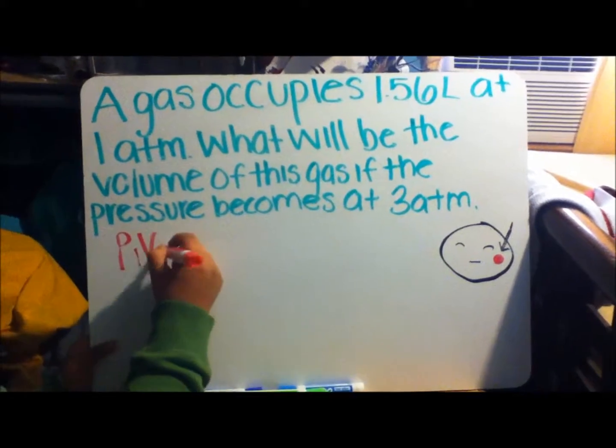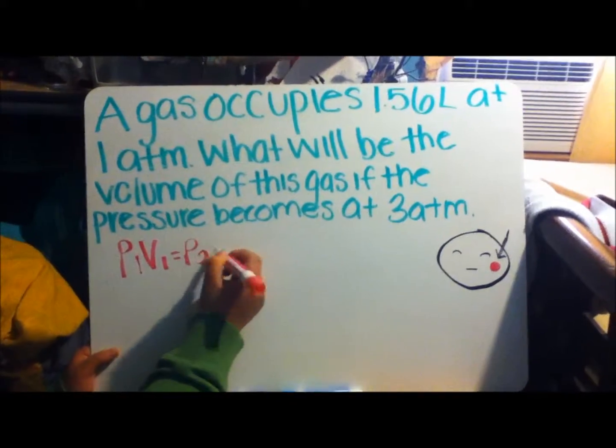His formula is P1V1 equals P2V2, and his law basically explains that as pressure is increased, the volume of the gas will decrease, and it is an inverse relationship. Robert Boyle's law is P1V1 equals P2V2.